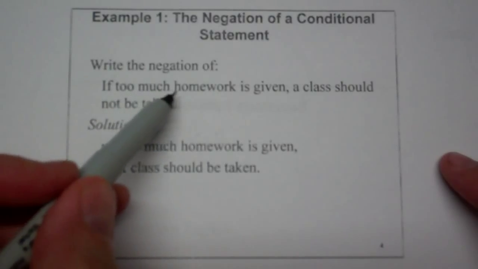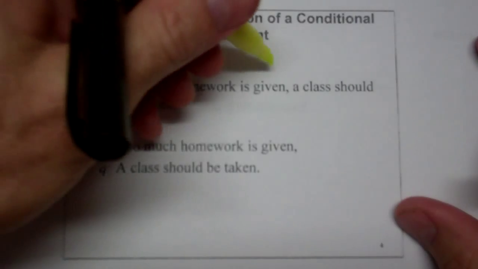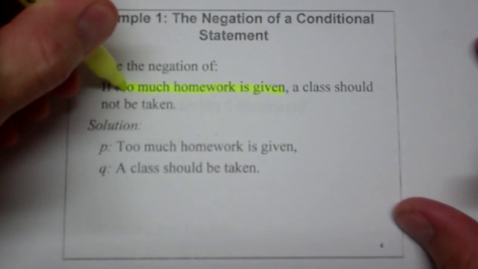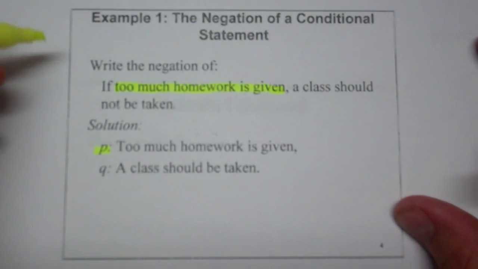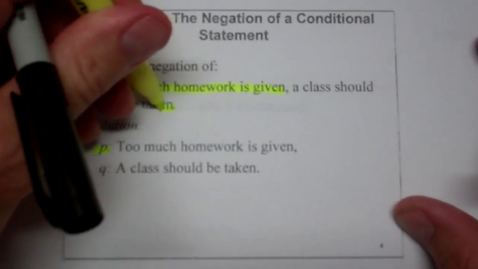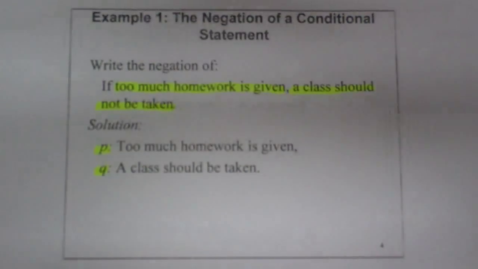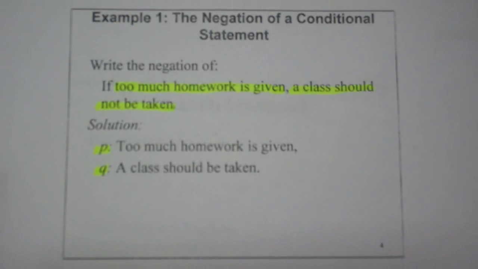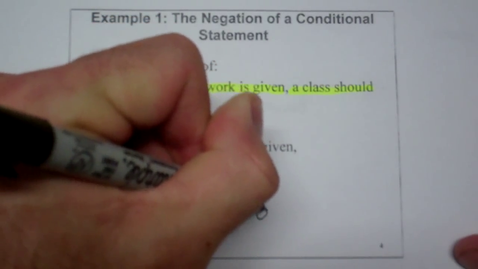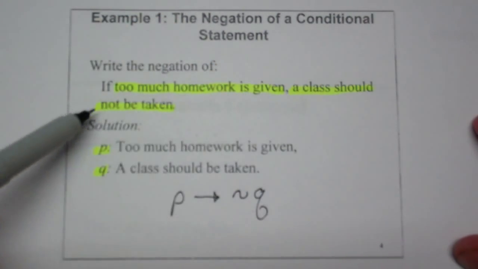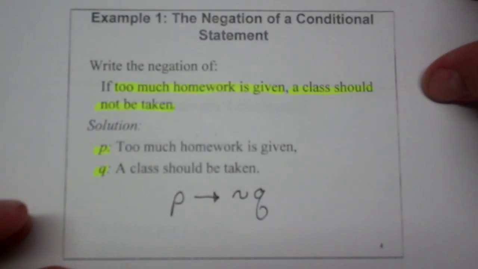So if too much homework is given, of course, too much homework is given is our P, a class should not be taken. The comma is going to give us the then there, and so a class should not be taken is going to be our Q, and so this is going to be P implies not Q. A class should not be taken gives us the not Q there.